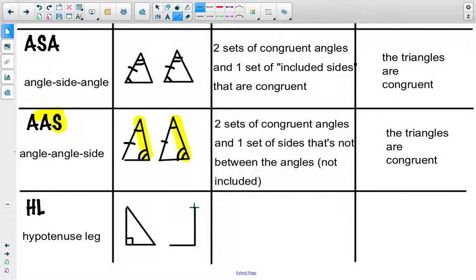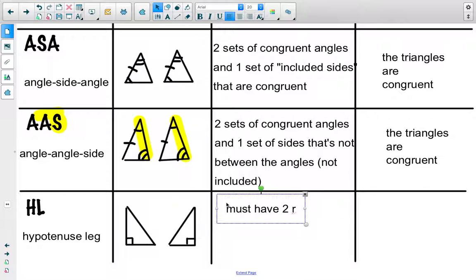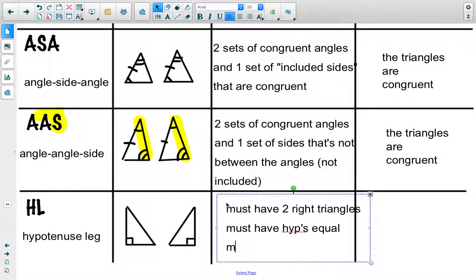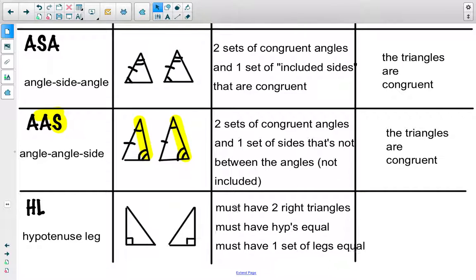Most of the questions in this unit are going to be dealing with two triangles with information marked. And we're just trying to figure out if there's enough information to show that they're congruent. Okay, so HL works like this. I'll describe it first. HL says you must have two right triangles. Must have the hypotenuses equal. Must have one set of legs that are equal or congruent.